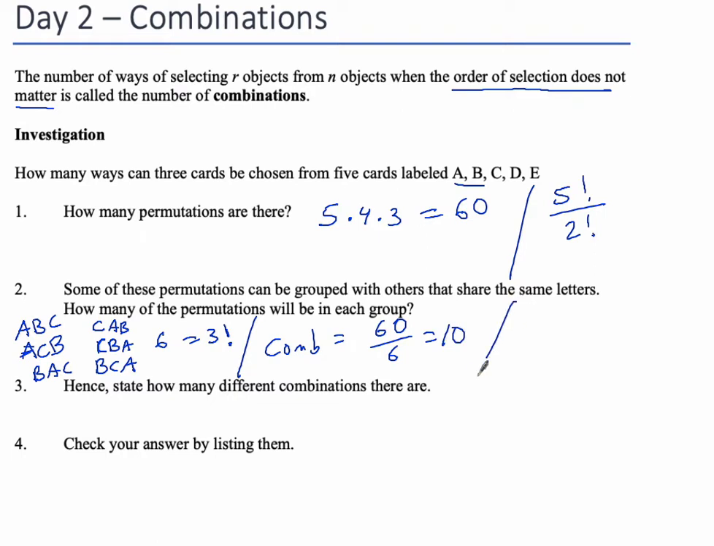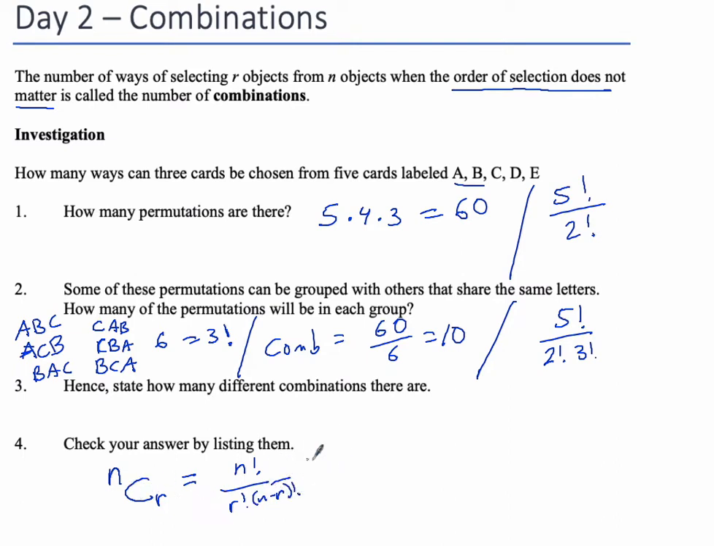Okay, and if we look at it in terms of factorial, it's going to be 5 factorial over 2 factorial, 3 factorial. So we're basically dividing by 3 factorial. Okay, so that is where the formula comes from. We say the number of combinations of r objects from a list of n is equal to n factorial over r factorial times n minus r factorial.